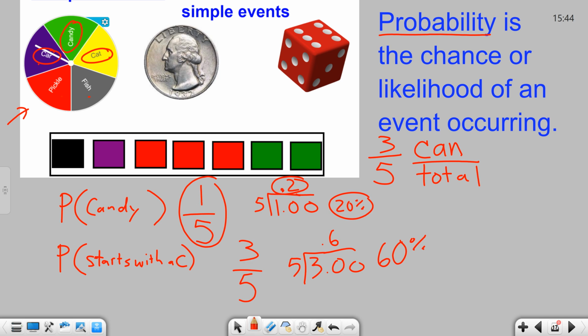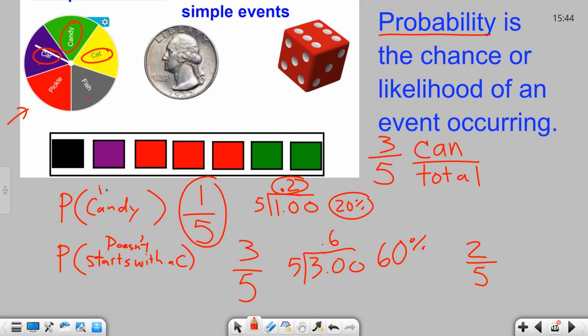We could also talk about the complementary event. Remember what I said? Complementary events add up to 100%, right? So the complement would be, what if I said, instead of starts with C, I would just put the word doesn't. If it doesn't start with a C, right? If there's 3/5 way it will start with a C, then I could just say, well, there's then 2/5 that it will not start with a C.